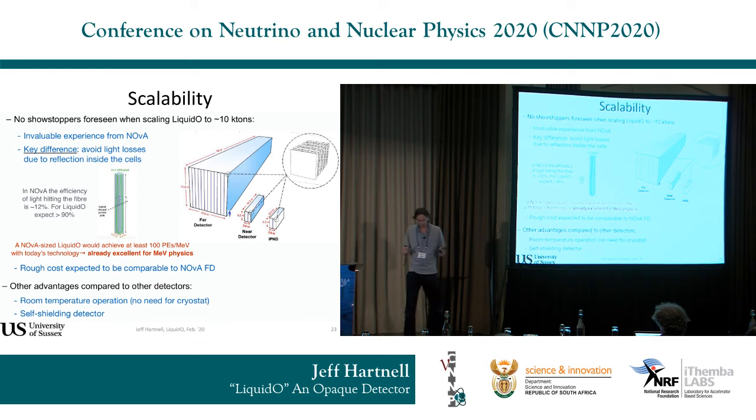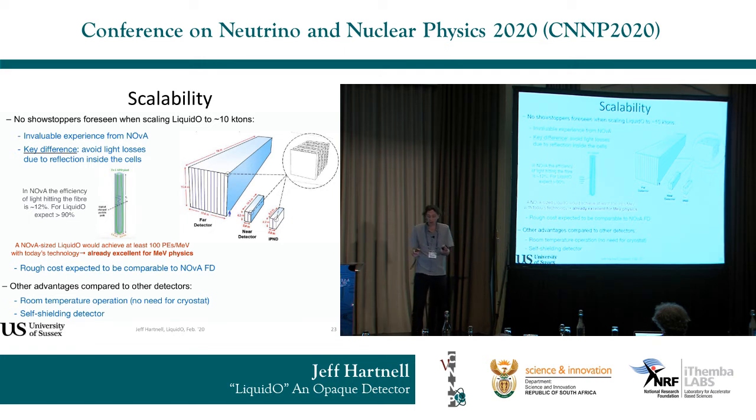So is it realistic to think about scaling such a detector up to that size? I think Nova has given us invaluable experience in this. This is a picture of Nova's 14-kiloton detector. And so use these long, 15-meter-long cells with a fiber looped around inside. Now, interestingly, Nova has about a 12% efficiency for the light that's produced to hit and be absorbed by the fiber. So the light bounces around inside the scintillator cell and has about a 12% chance of being captured.